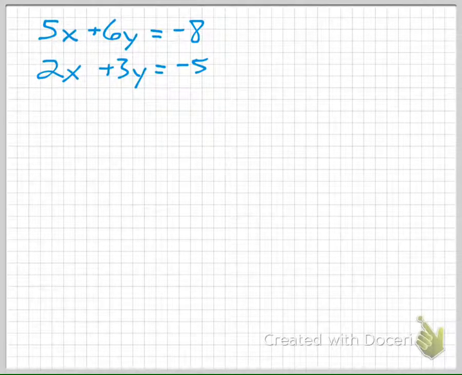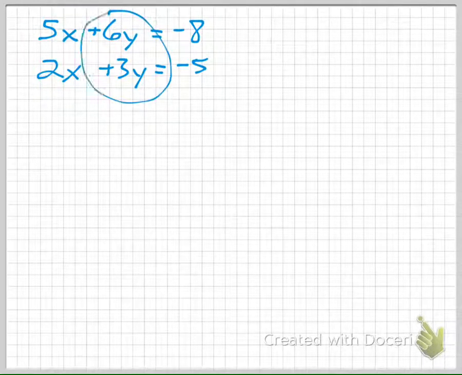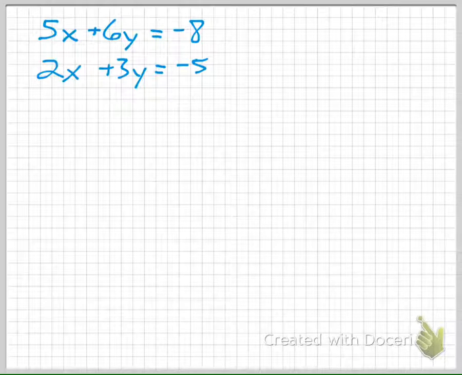Do you agree? Then adding or subtracting these things the way they sit wouldn't do me any good because it wouldn't eliminate anything, right? If I added these together, what's 5x plus 2x? 7. 6y plus 3y is 9. What about subtracting? 5x minus 2x is 3. That's no good. 6 minus 3, no, that's no good. Adding or subtracting wouldn't do me any good, right?